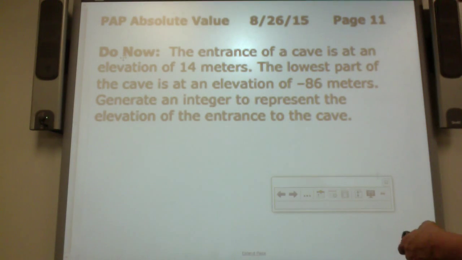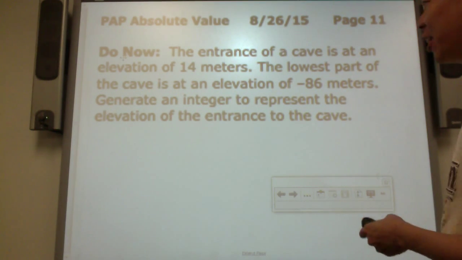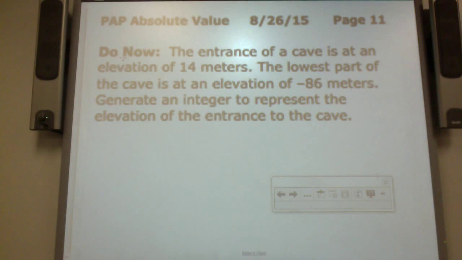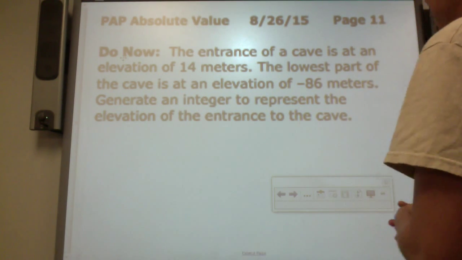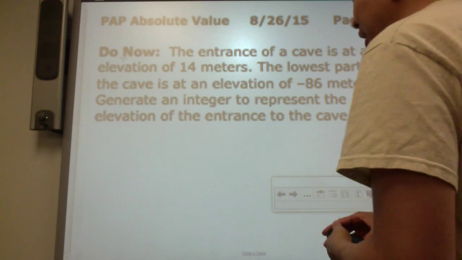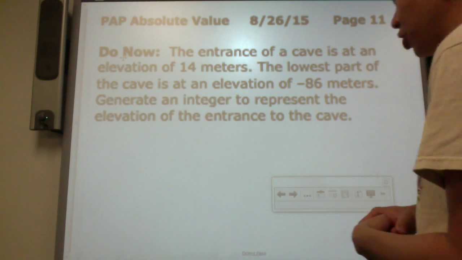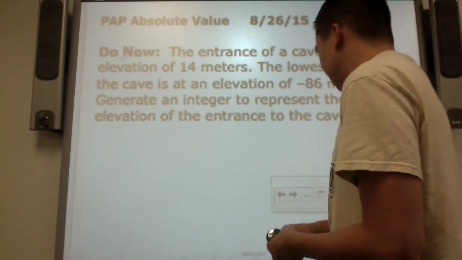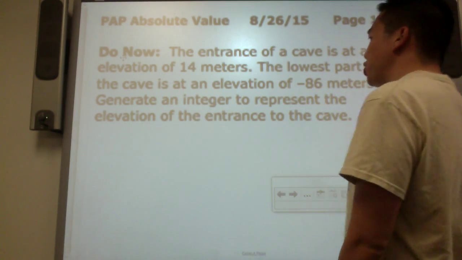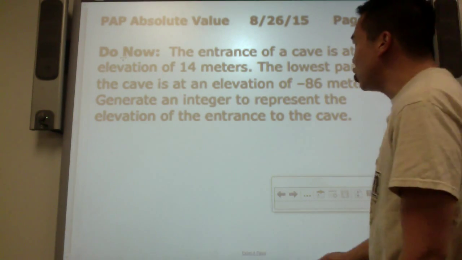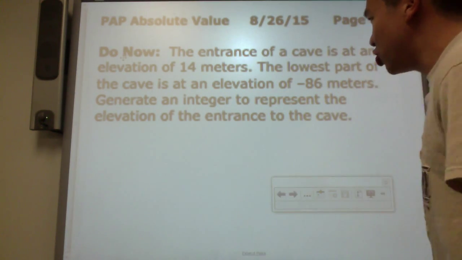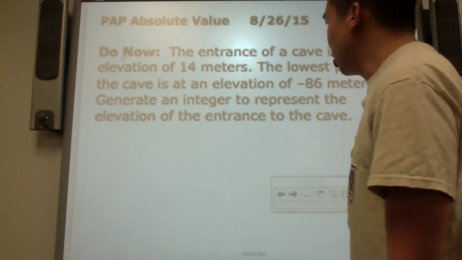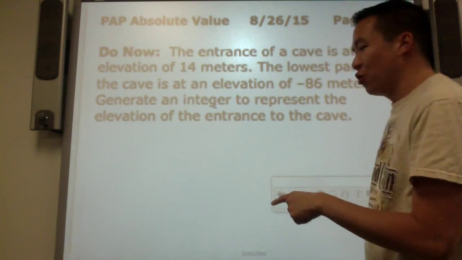The entrance of a cave is at an elevation of 14 meters. The lowest part of the cave is at an elevation of negative 86 meters. Generate an integer to represent the elevation of the entrance to the cave. So they want us to generate an integer for the entrance of the cave.